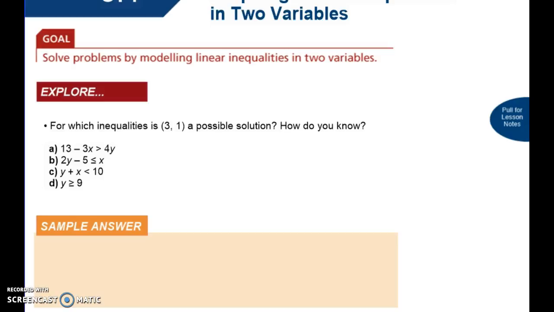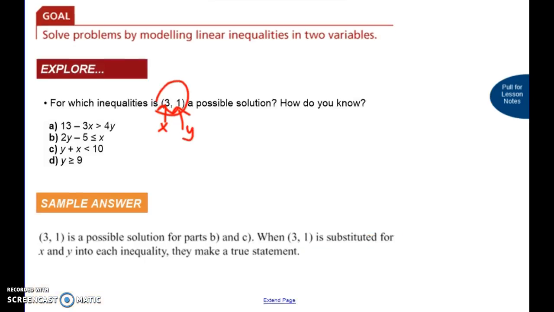So if it's an equation, it has an equal sign. If it's an inequality, it has a greater than or less than sign. For which inequality is (3, 1) a possible solution? So we want to know where (3, 1) is a possible solution. How do you know? We know that our 3 represents our x, and our 1 represents our y.